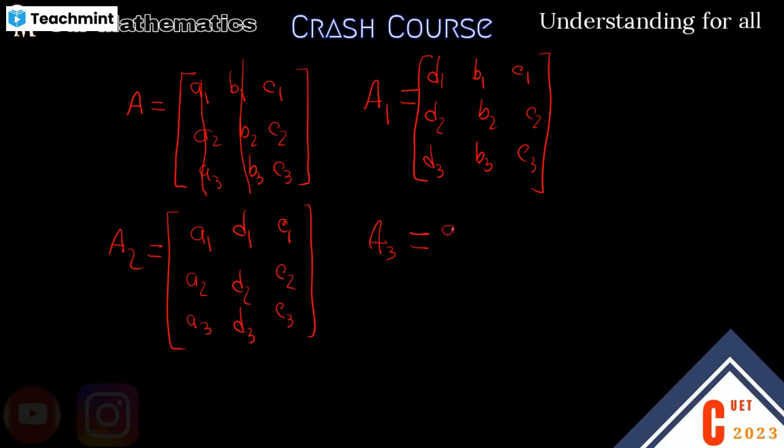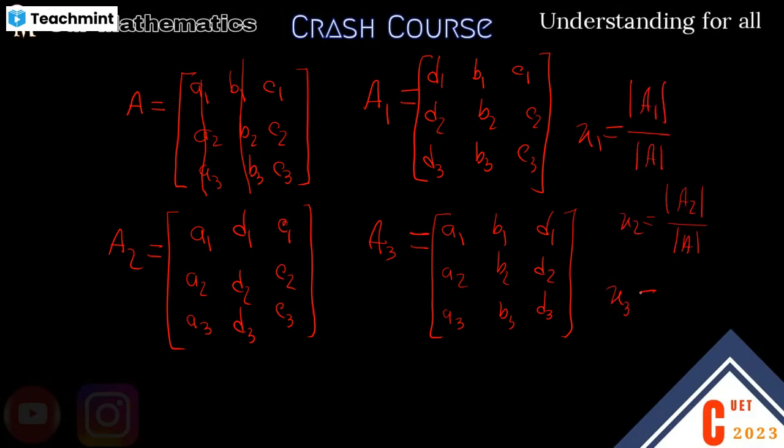So what happens for A3? For A3 it becomes A1, B1, A2, B2, A3, B3. The first and second columns stay the same, and in the third column come D1, D2, D3. Now x1 is equal to determinant of A1 divided by determinant of A. X2 is equal to determinant of A2 divided by determinant of A. X3 is determinant of A3 divided by determinant of A.